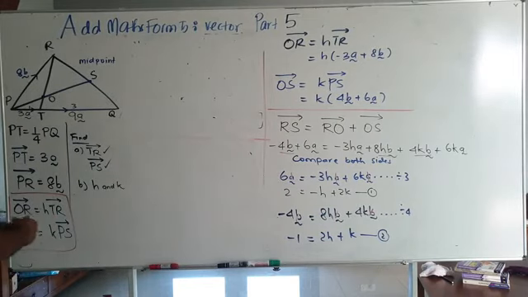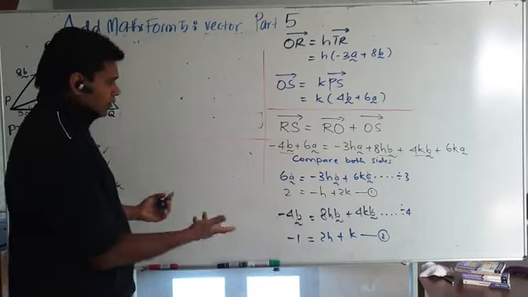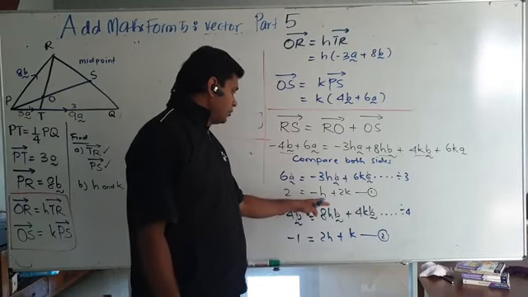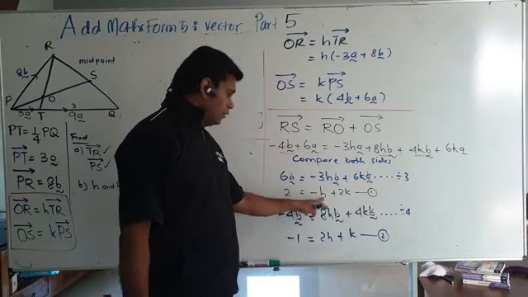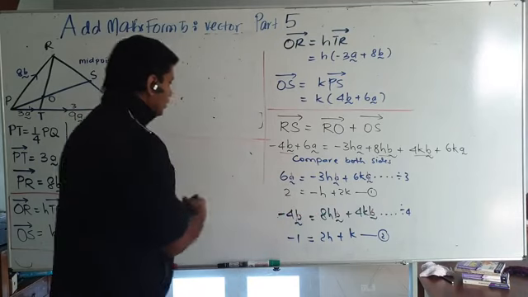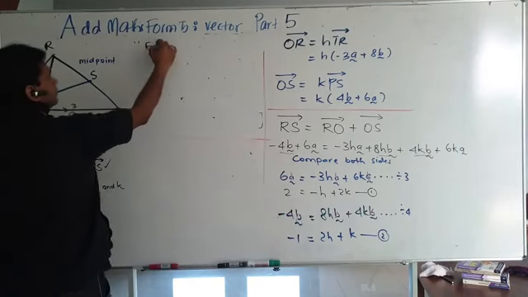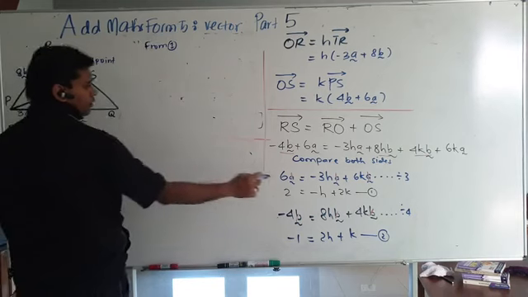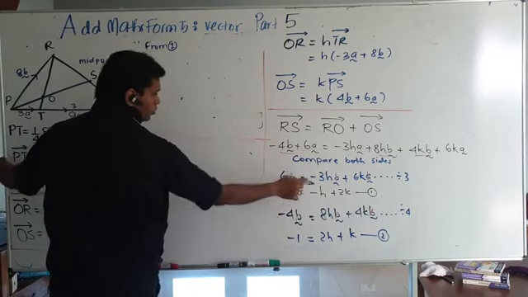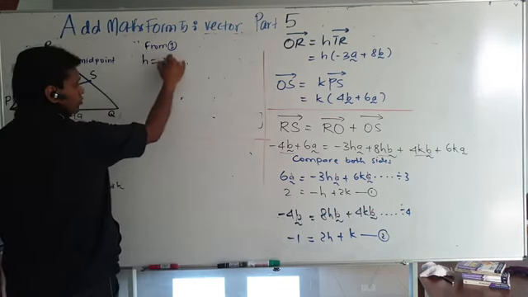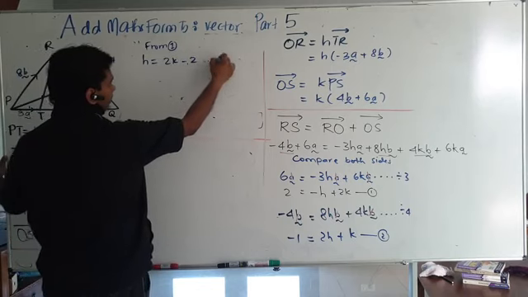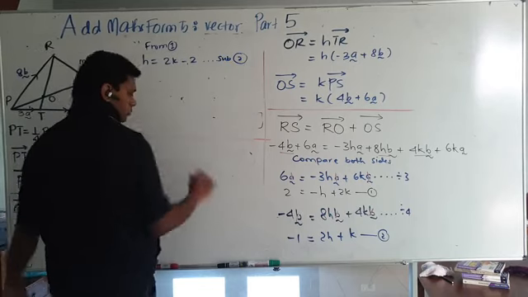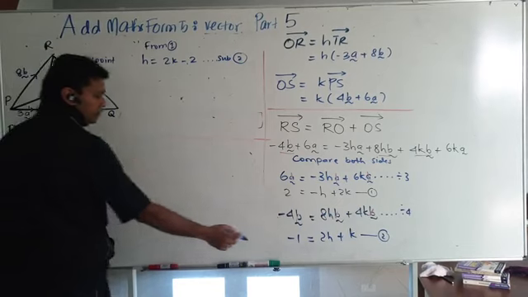So let's solve that stuff. How are you going to solve? An easy way is, what is h? If you bring h here from number 1, h comes here, 2 goes there. So h is equal to 2k minus 2. Sub this into 2. So let's substitute inside 2.